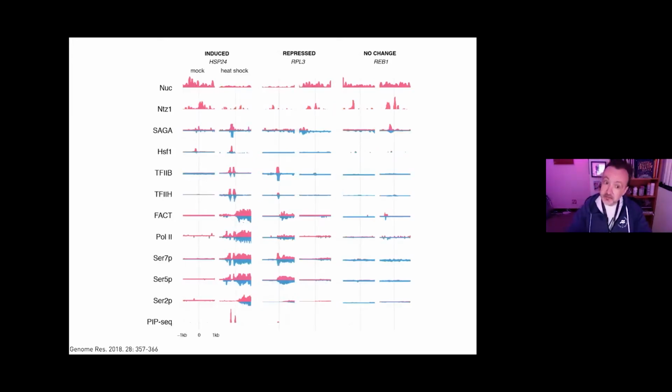So instead, how about we look at the things that are positive as magenta and the things that are negative as blue, and just draw it this way. And then we have labels, mock, heat shock. I don't need to repeat mock, heat shock again, because it's obvious that these columns mean this. And now you see the patterns. You see these two peaks. You didn't see these two peaks before. You see these two peaks repeated again. You see these two peaks.